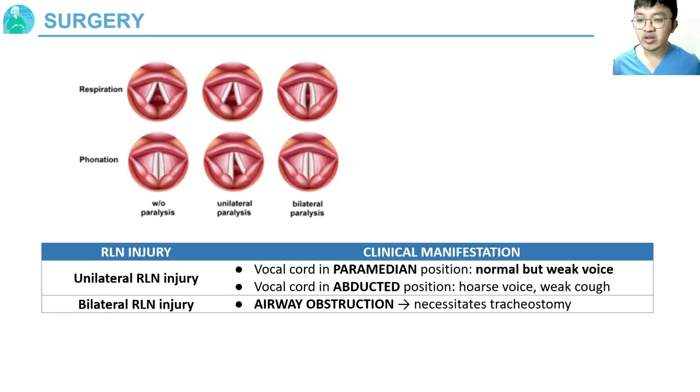So if you have one recurrent laryngeal nerve which is affected, if it's in the paramedian position, if it's beside the median, you have a normal but weak voice. If it's in the abducted portion, you're gonna have a hoarse voice and weak cough. If it's bilateral, usually the vocal cords close. So what happens is that there is airway obstruction and this necessitates tracheostomy in the patient.